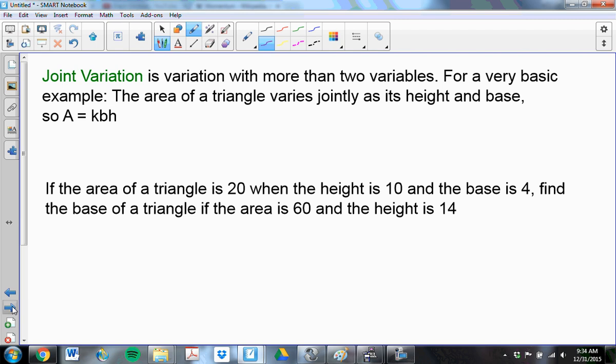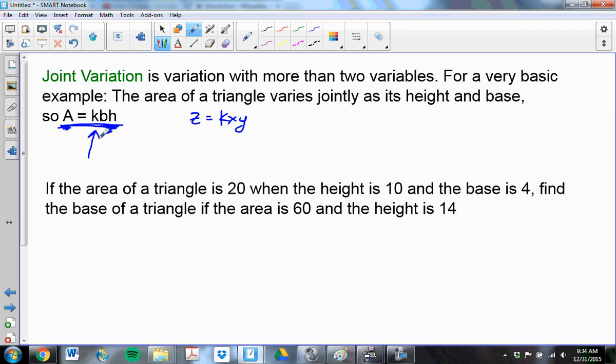Joint variation is variation with more than two variables. It's basically doing variation a couple times, but you can still write it down in one equation. For a really basic example, the area of a triangle varies jointly as its height and its base. So the area depends on both the height and the base. It can be written as A equals k times bh. If you want to do your y equals kx form, it'd actually be z equals kxy. But I know moving that y around causes people some problems. So we can just do area equals base times height times some constant k.